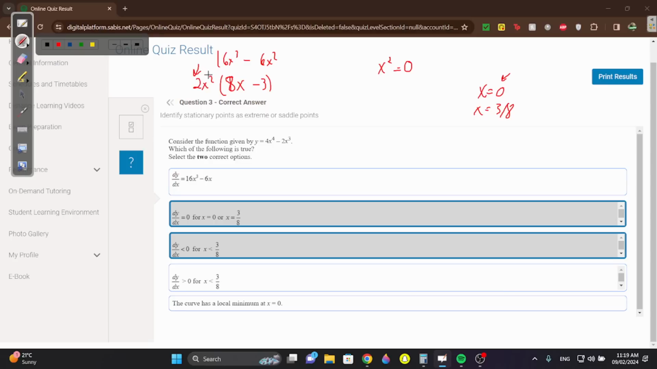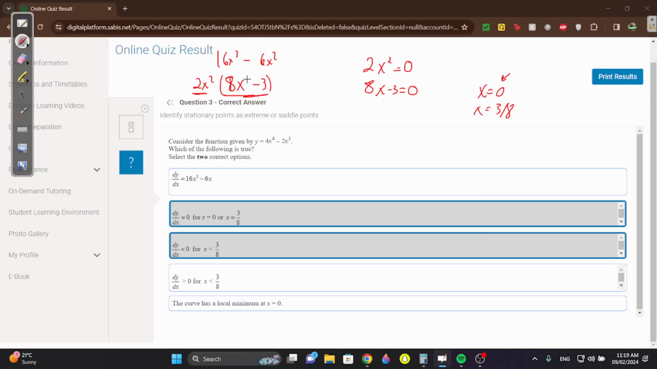You could have taken out 2 also. It could make your solving easier. And I only took out x squared. But it's the same thing. We said it's either 2x squared equals 0 or 8x minus 3 equals 0, because this is how you solve an equation. You have to take both sides equal 0, if you remember.